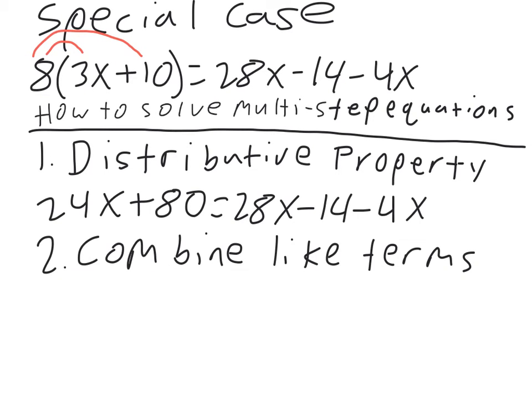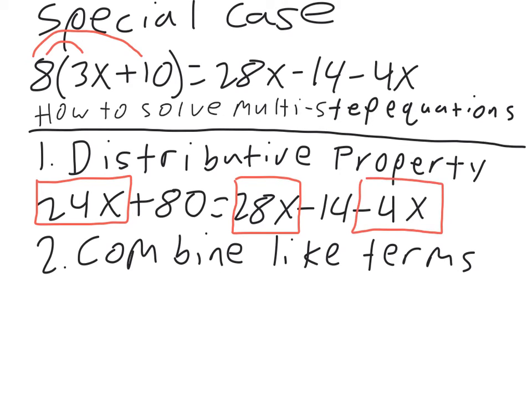Step 2, remember, is to combine like terms. So first, get your like terms together. On the left side, we have an x, so the 24x is in a box. Nothing else on the left side. And on the right side, we have, for x's, 28x and minus 4x. And then with the constants, the numbers, those I'll put in blue circles. So we have an 80 and a minus 14.